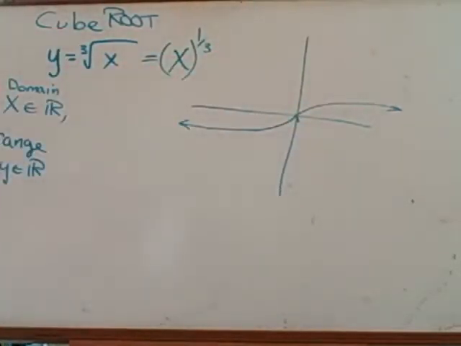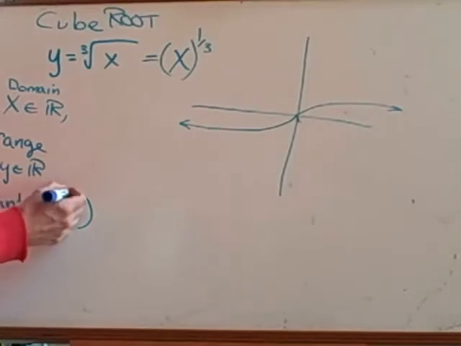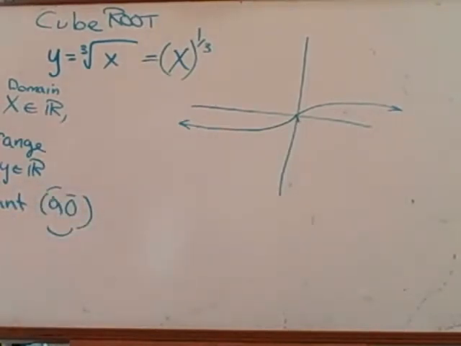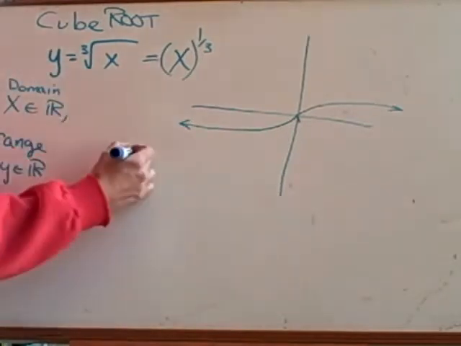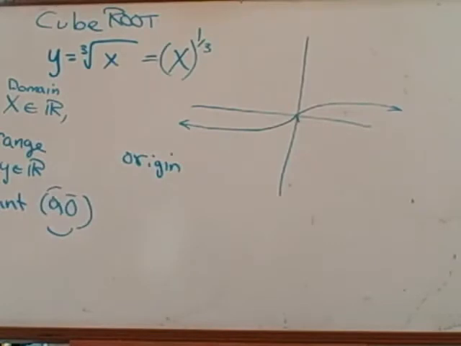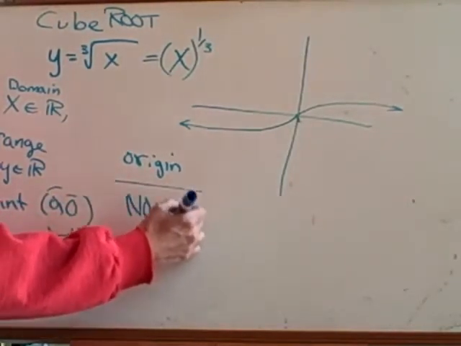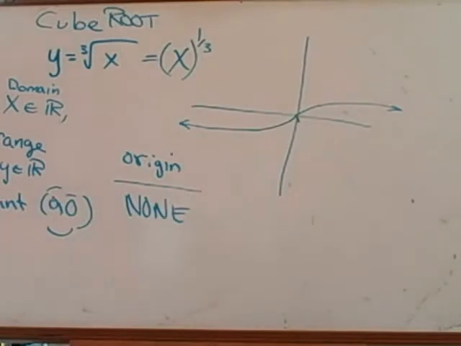What is my y-intercept on this one? 0, 0. And my x-intercept? 0, 0. Same thing. Symmetry. This is considered to be symmetric about the origin. Where it says asymptotes, your answer is none. There are no asymptotes.